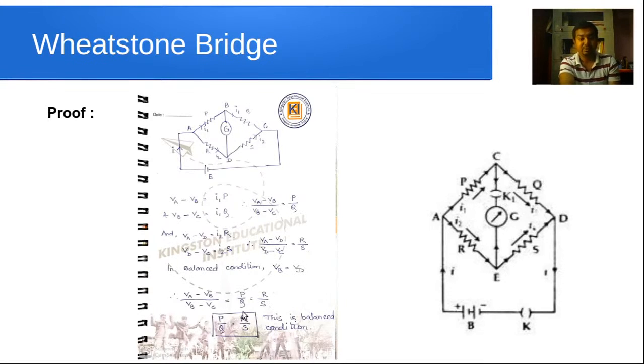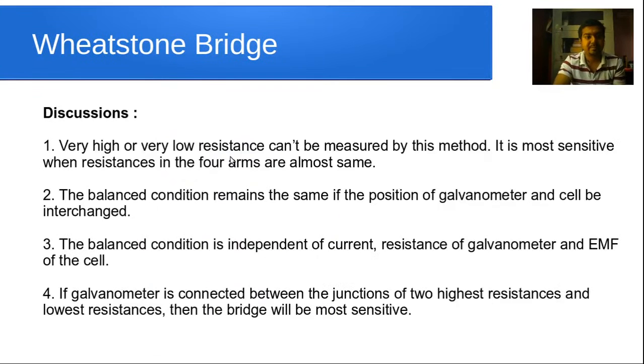So we have now proved that P by Q equals R by S is the balance condition when there is no current flow across the galvanometer, meaning when VB equals VD. Okay, that's all for that.